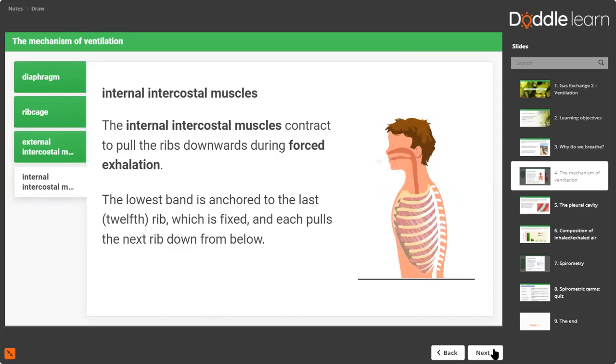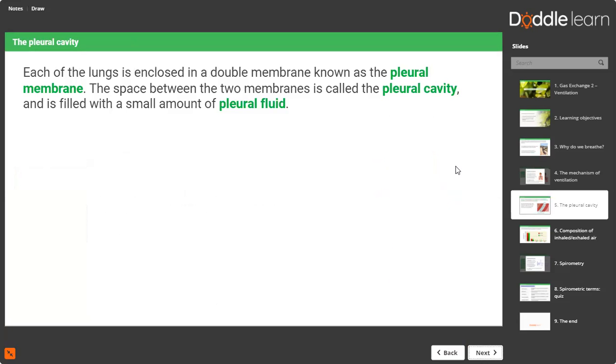The only thing we haven't mentioned then is the pleural cavity. Each of our lungs is actually enclosed in a double membrane, very similar to when we talk about the heart and the pericardium. The lungs are in a double membrane known as the pleural membrane. The space between the two membranes is called the pleural cavity, and it's filled with a really, really small amount of pleural fluid.